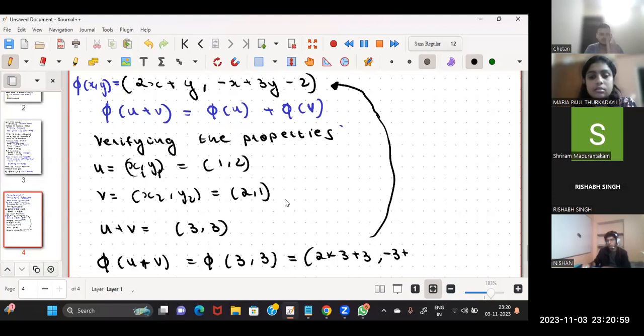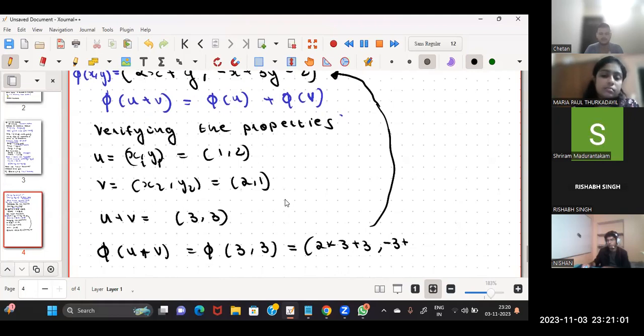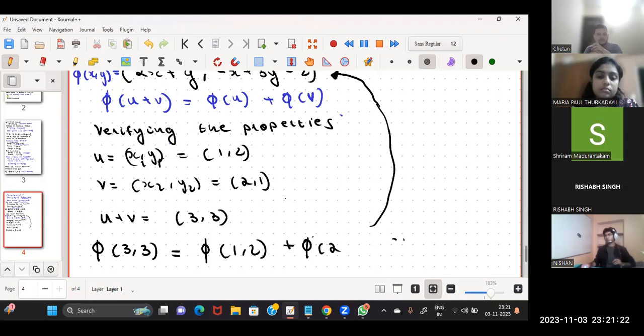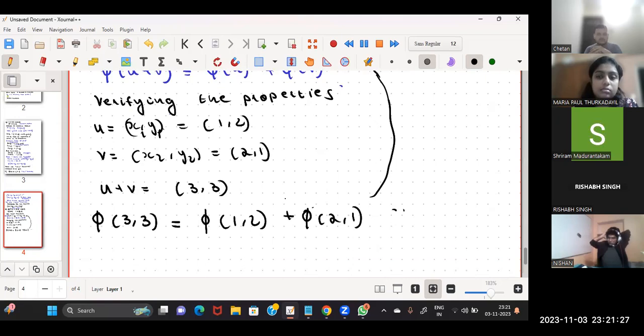Just do one thing. Tell me if I'm going wrong. Delete this part. No, not the entire thing. Part of it was correct. So phi of (3, 3) equals phi of (1, 2) plus phi of (2, 1). This is something we have to check. Now we'll solve right hand side and left hand side side by side.